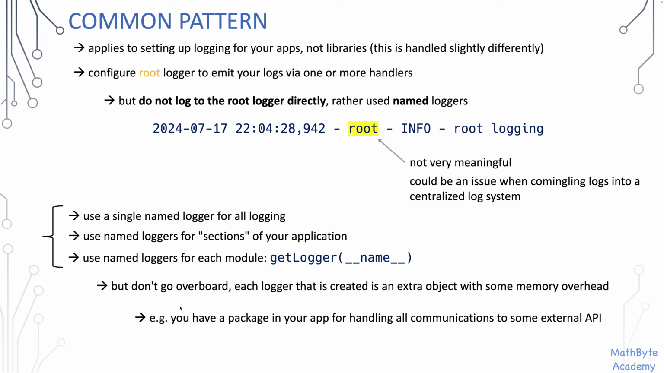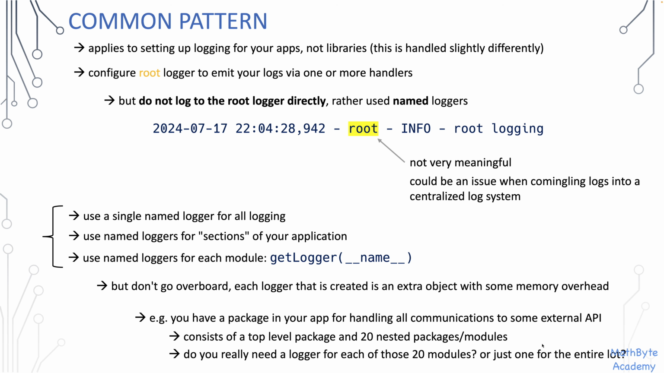So in terms of sections, you might have a package in your app for handling all communications to some external API, and you have a single logger for that. But if you use this get name, well, if that package consists of the top level package and 20 nested package modules, do you really need a logger for each of those 20 modules, or just for the entire lot called external API or whatever you're going to call it, right? So that's what I mean by don't go overboard. Think about it. Don't just use this blindly, even though it is a very common pattern.